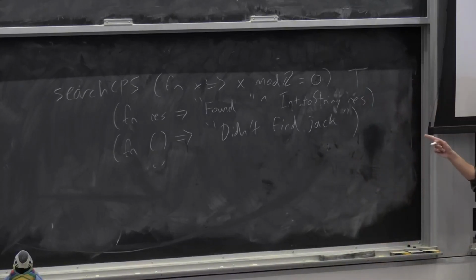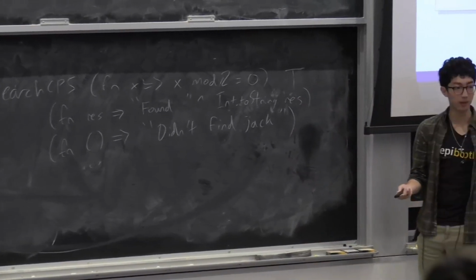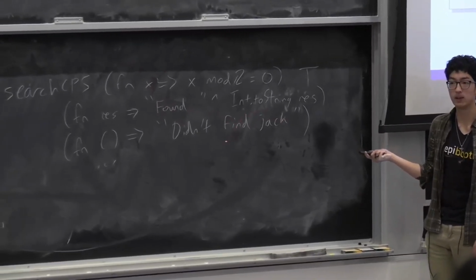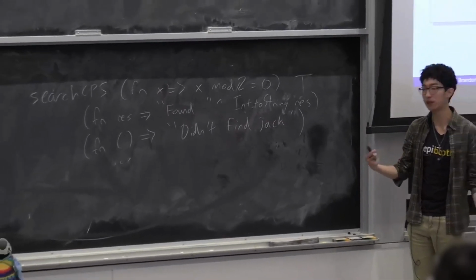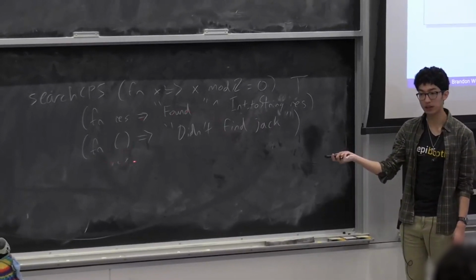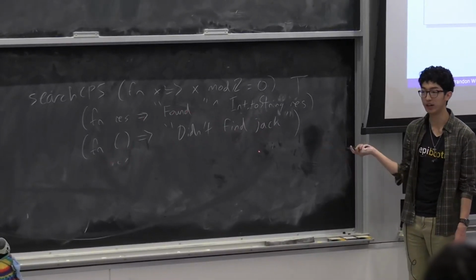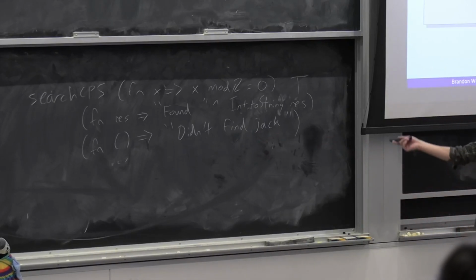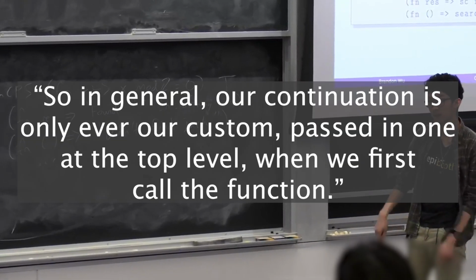This would type check, and what would happen is that if it ever found an element, this would evaluate to "Found" string concat whatever that int was. So like found 2, found 5, found 150. And if there weren't to be such a thing in the tree, it would evaluate to the string "didn't find Jack." But I could customize that behavior. I could return whatever value I want, because the continuation has the final say. Yes?